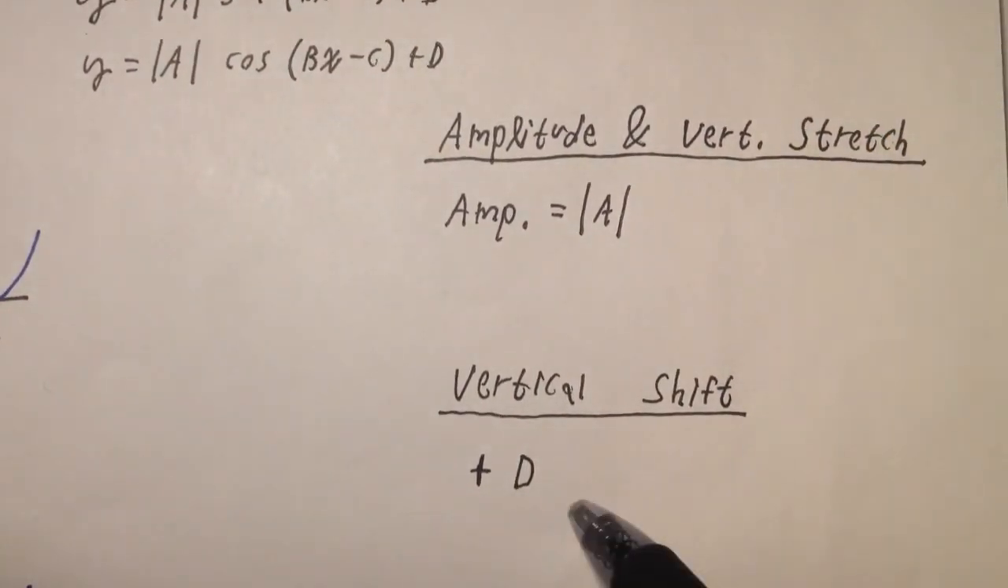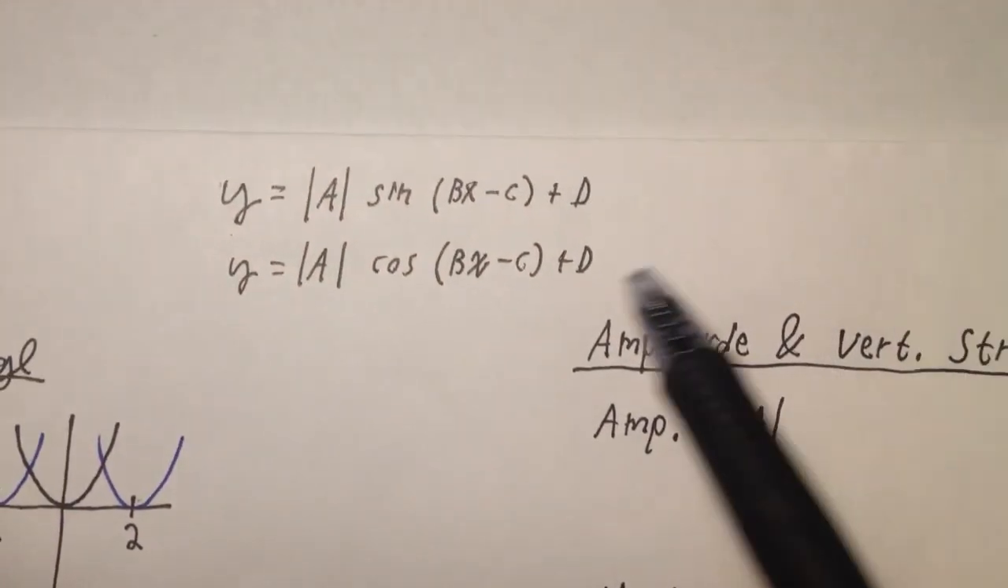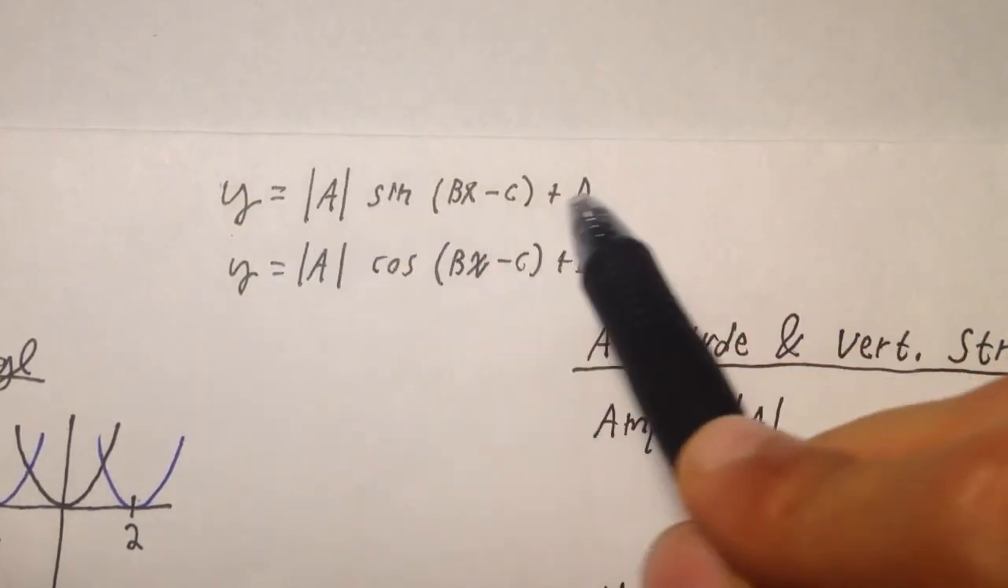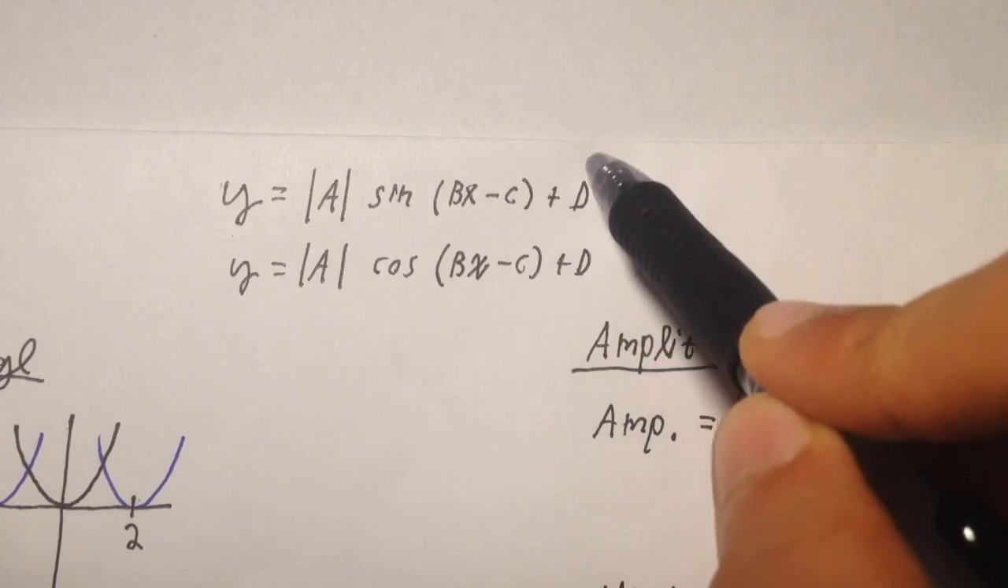Finally, vertical shift. That comes very last. So if I'm making changes to a graph, I have to multiply my y coordinate first, and then add the vertical shift up or down.